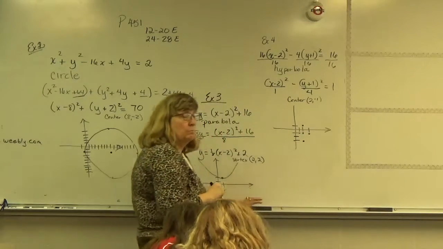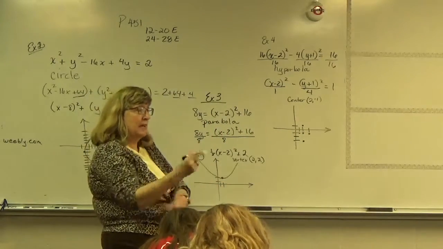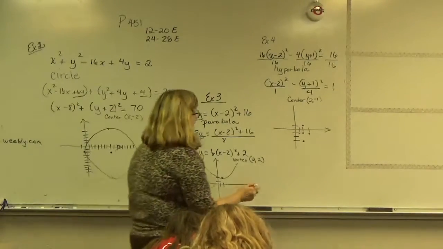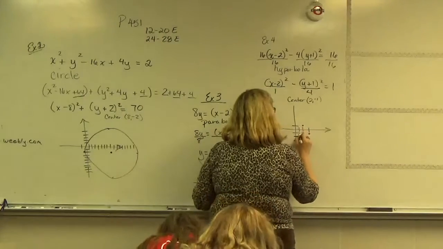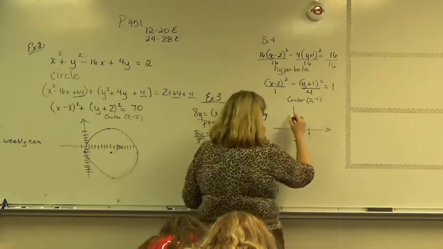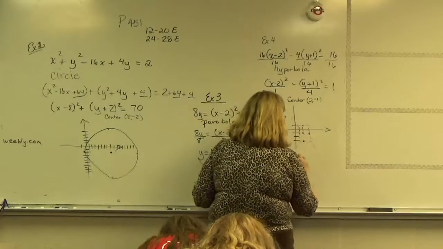2. Now, we make a rectangle, but it's a dashed box rectangle, and this is where I use my different colors, because sometimes I've got to bring more of my different colors from home. And the diagonals are dashed because they're the asymptotes.